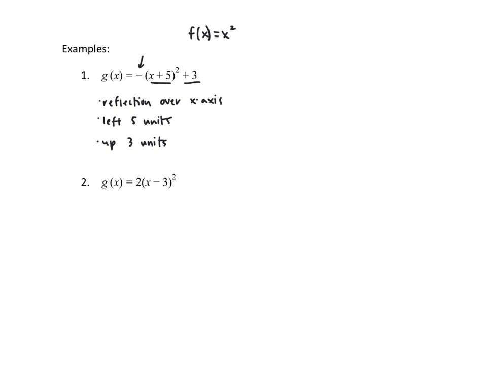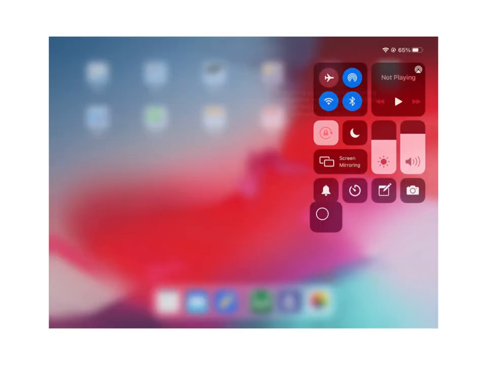All right, now with the second example, this 2 here represents a stretch, so this parabola will be a little bit thinner as opposed to the parent graph. I see x minus 3, the quantity squared, which means this will be right 3 units. And that is all the transformations that are occurring right there. Now let's take a look at the Desmos Graphing app. This is a great app to have on your iPad and can help graph any equation, especially quadratic equations. Let's take a look.